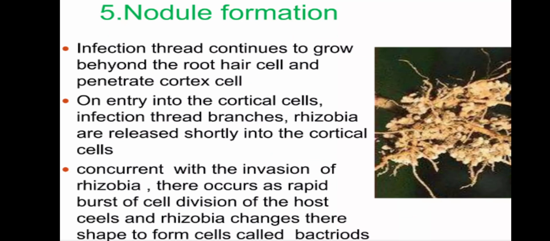Then nodule formation. The infection thread continues to grow beyond the root hair cell and penetrates cortical cells. On entry into the cortical cells, the infection thread branches, and rhizobia are released into the cortical cells. When the infection thread reaches the root cortex, the plant cells in this region undergo rapid cell division, leading to the formation of a root nodule which houses the bacteria. The cell division of the host cells and rhizobia changes their shape to form cells called bacteroids.